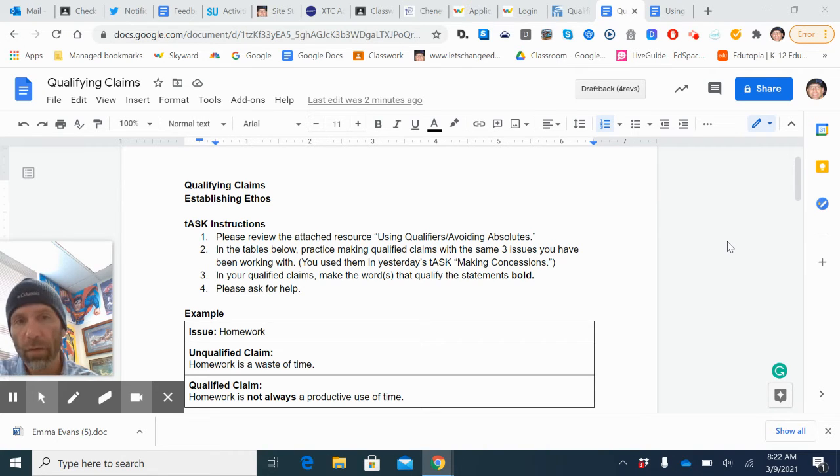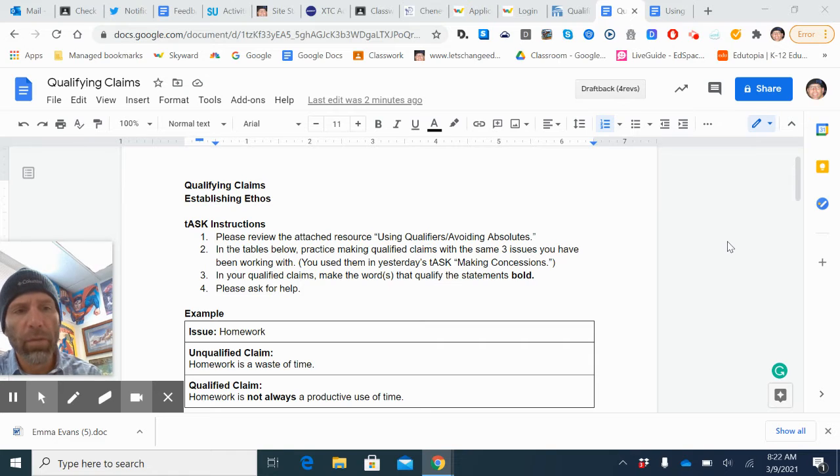So when we enter into the conversation, we are doing so in such a way that we say, hey, one, we are aware of the issue. Two, we acknowledge that there's another side to this issue. And three, we're willing to engage in a reasonable conversation about the issue. Today, we're going to take a look at qualifying claims.